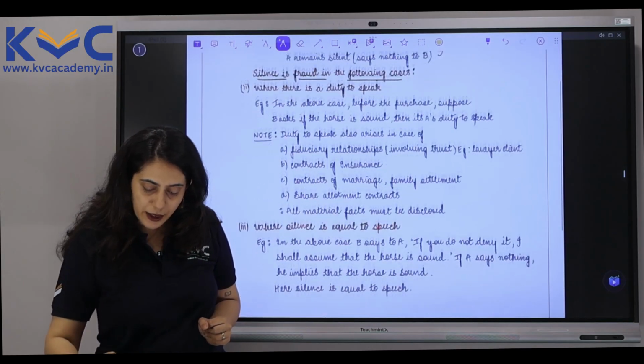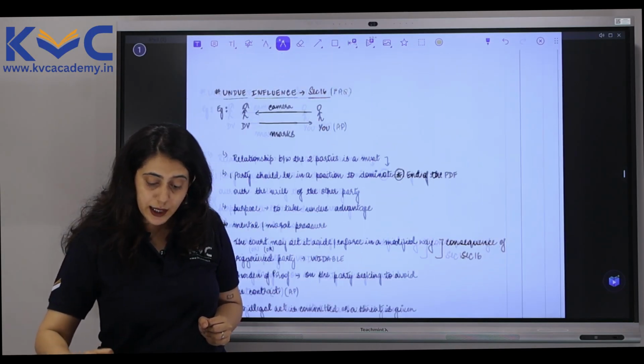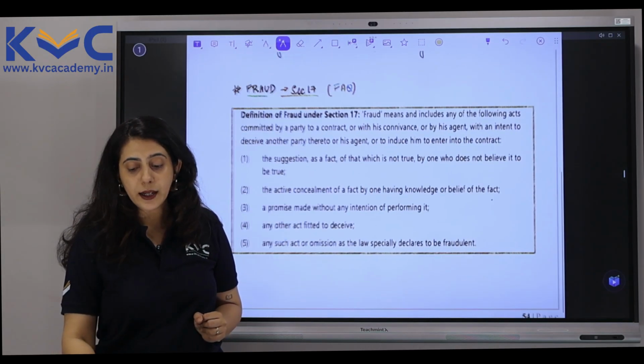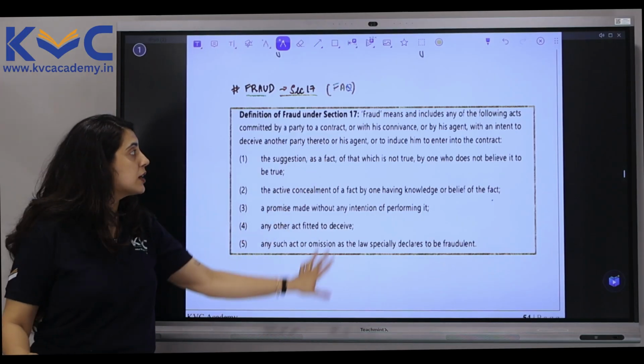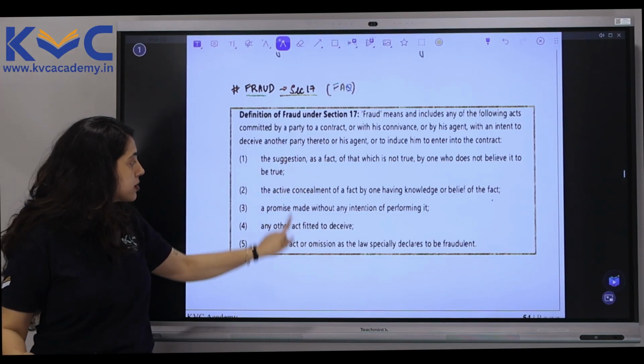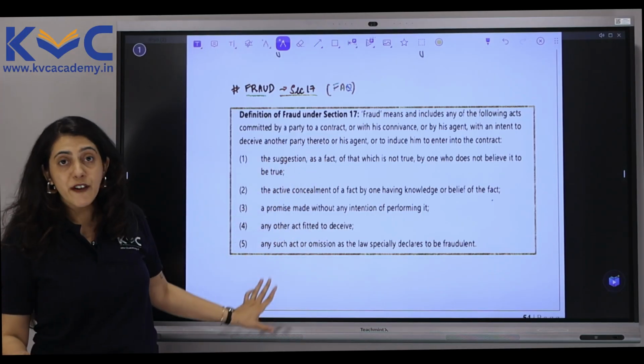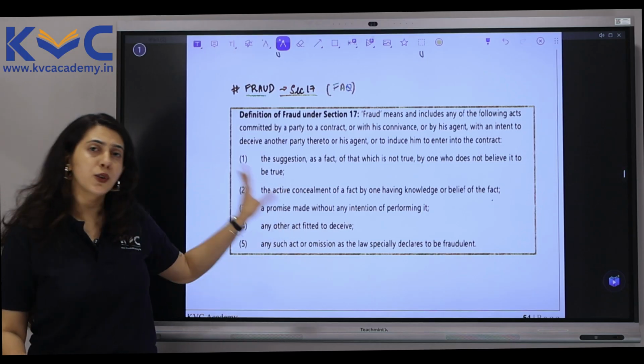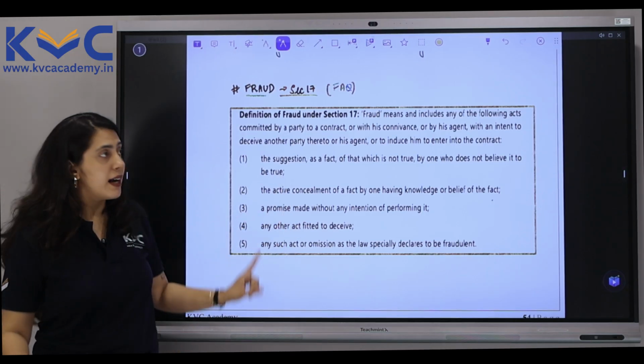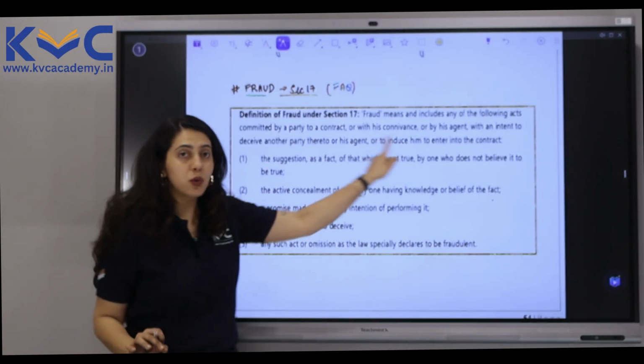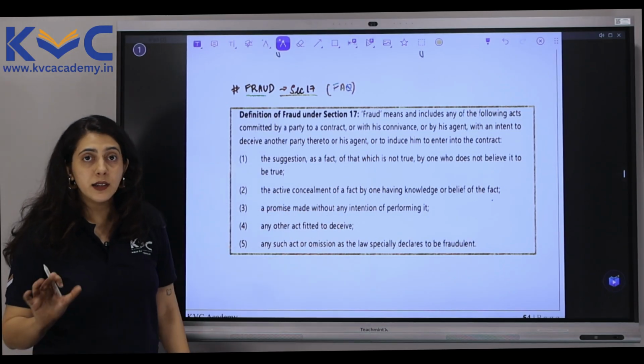We have a definition of fraud which is given under Section 17, and I've told you that I would like you to write this definition as it is. All the points, 1, 2, 3, 4, 5, everything has to be covered in your definition and you have to study this as it is as per Section 17. So it means and includes, till the end. You have to write this much.